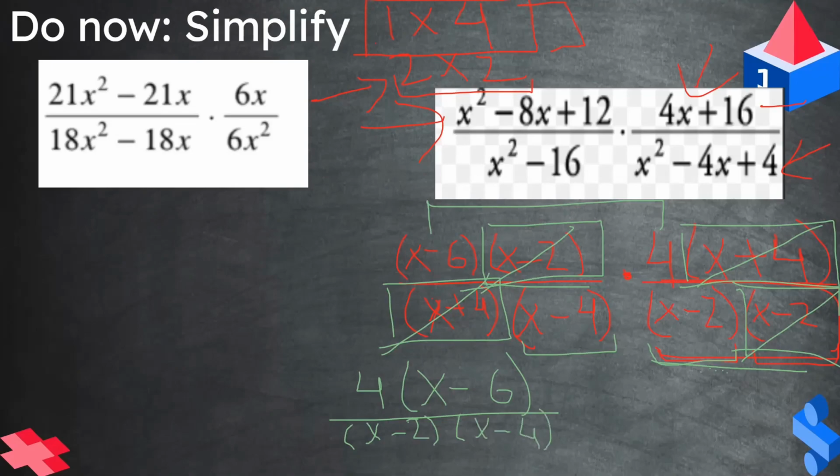Please do not combine this, do not distribute, do not do FOIL or any of those. Leave it in this form because you are being asked to simplify, and if you do that, then you are just looping back to whatever you started with. You are not asked to do that. Okay?